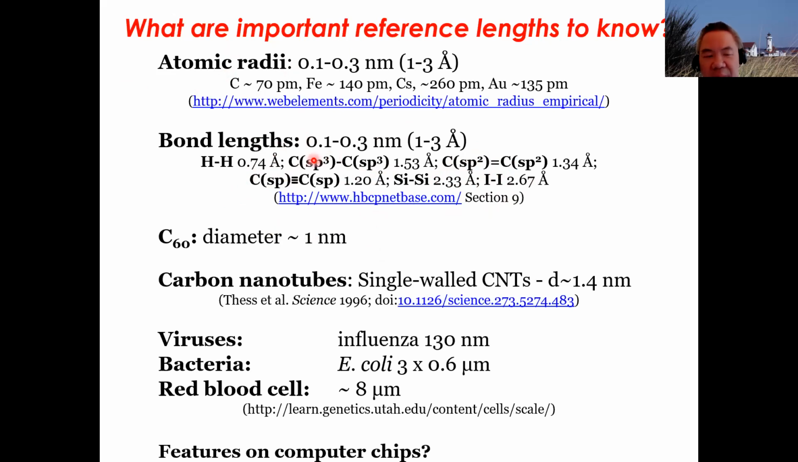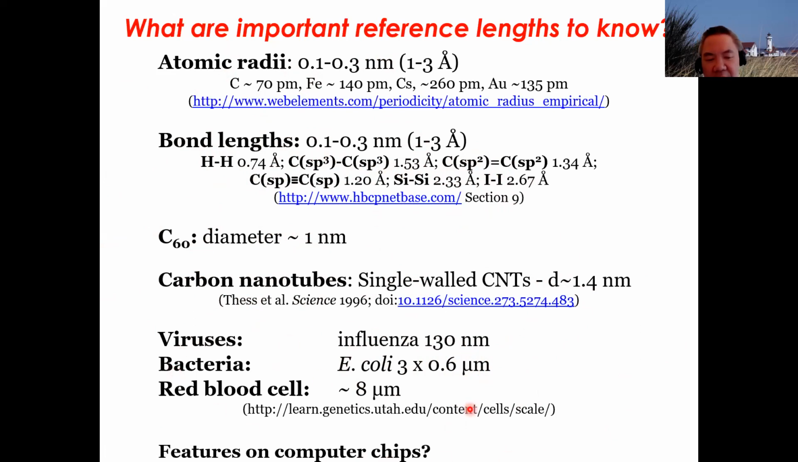They keep us alive. And so these bond lengths are 0.1 to 0.3 nanometers, C60 is 1 nanometer, and single wall carbon nanotubes, a material of research interest in my group for many years, are 1.4 nanometers. And just as a comparison, influenza viruses are 130 nanometers, E. coli about 3 times 0.6 microns, and red blood cells are 8 microns.